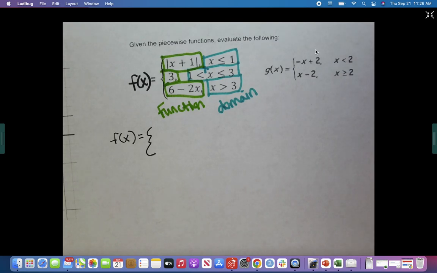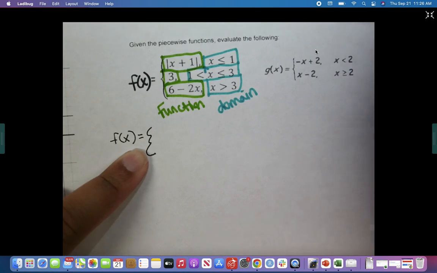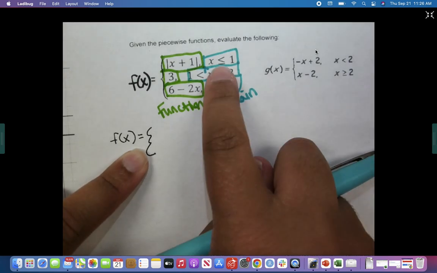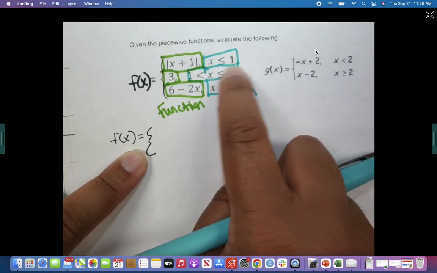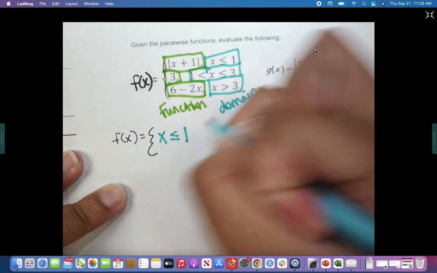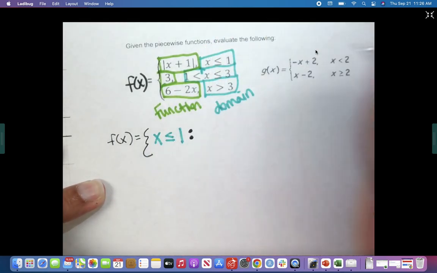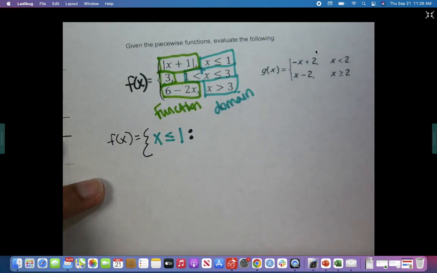So f of x equals curly bracket. And then in general, you always type the domain first. So for my first piece, I would type x is less than or equal to 1. Then you put a colon, and then you type the function that goes with that. So that would be absolute value of x plus 1.